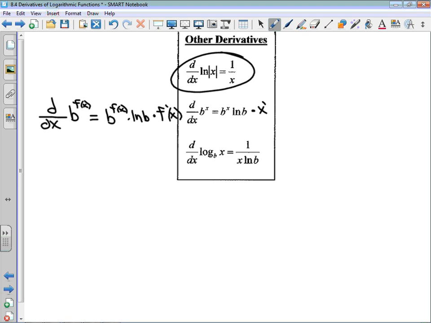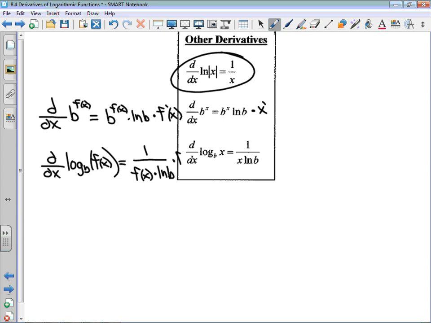And it's the same concept with this last one. This is that base e, that I could write this as d over dx of log base b of f of x, and that's going to be equal to 1 over f of x times ln b multiplied by f prime of x.